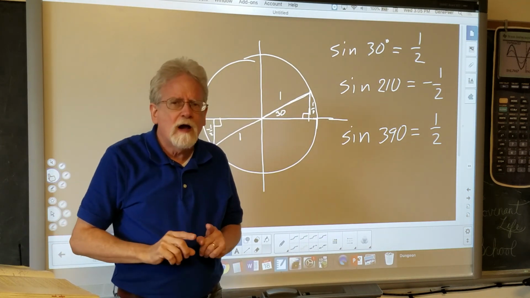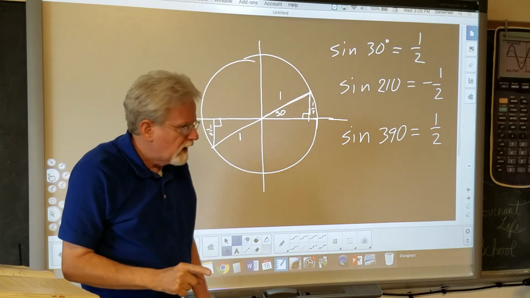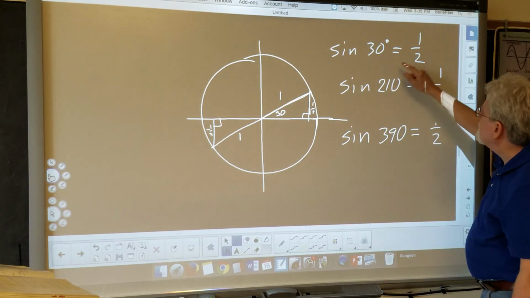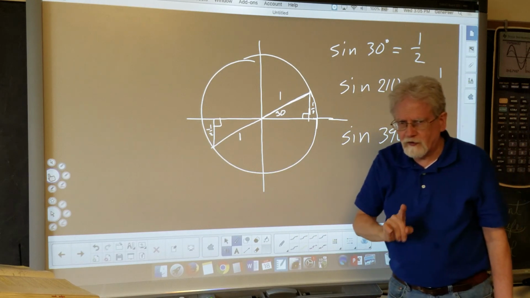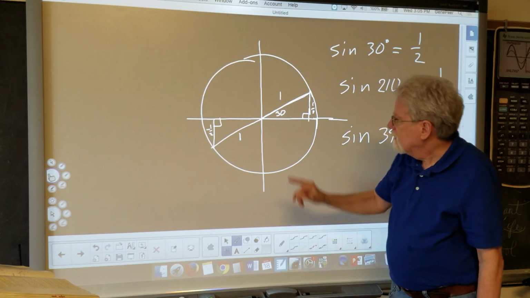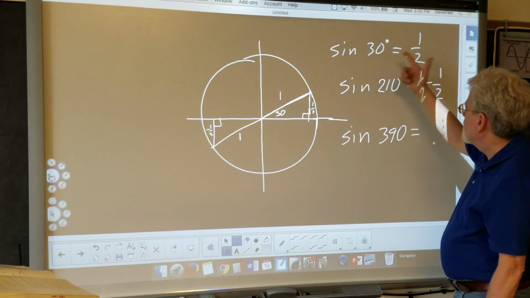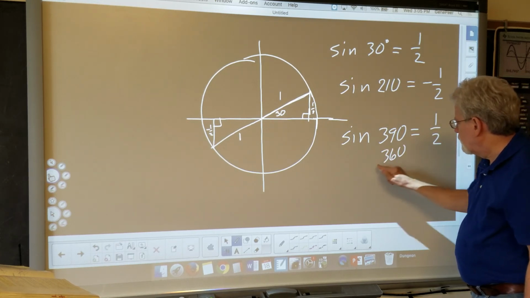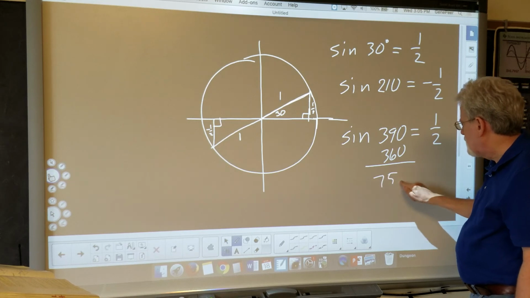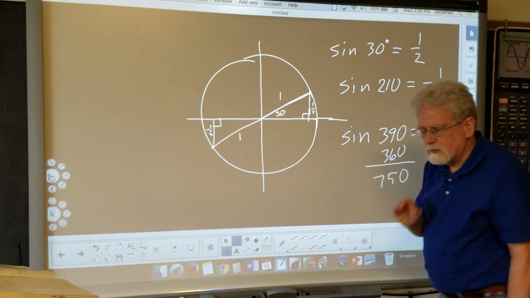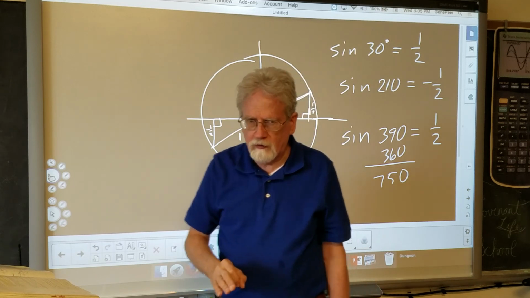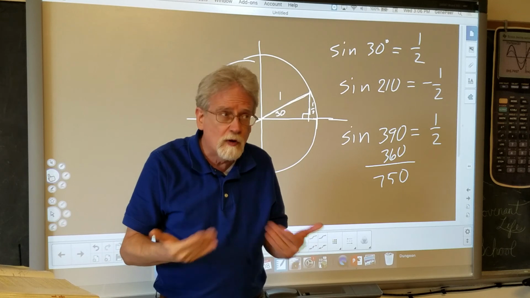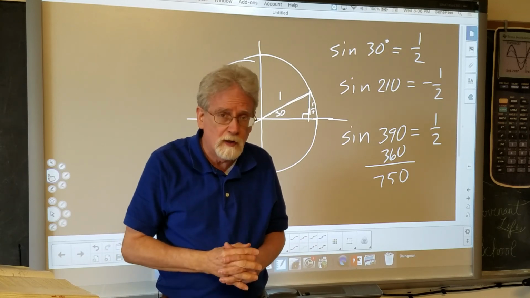It's called a periodic function. By periodic we mean as we go around the circle time and time again, it's going to start repeating itself every 360 degrees. So the sine of 30 is 1/2. The sine of 390 is 1/2. Add another 360, what's that going to be? The sine of 750 will be 1/2. It repeats itself every 360 degrees. That is the period of sine, 360 degrees, better known to us as a period of 2 pi.